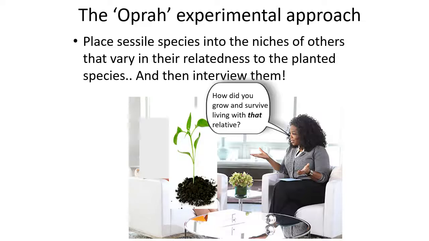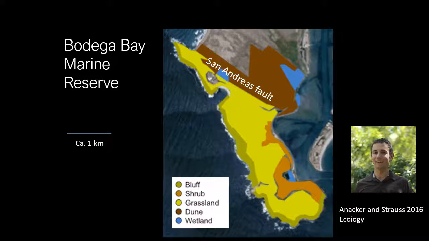So to do that, we're working out at Bodega Bay Marine Reserve. This is actually a small reserve. This is a scale of 1 kilometer. Thanks to the San Andreas Fault, which runs through the reserve, we actually have this very large diversity of habitats where we have extensive sand dunes here, and then we have this coastal grassland, we have some wetlands, we have this sort of rocky bluff.